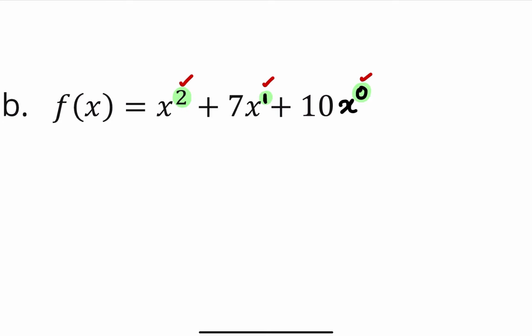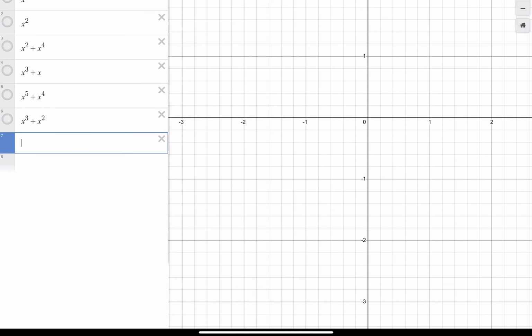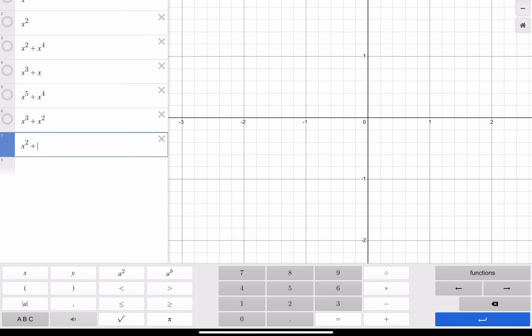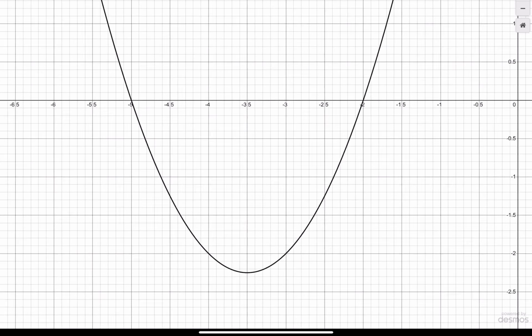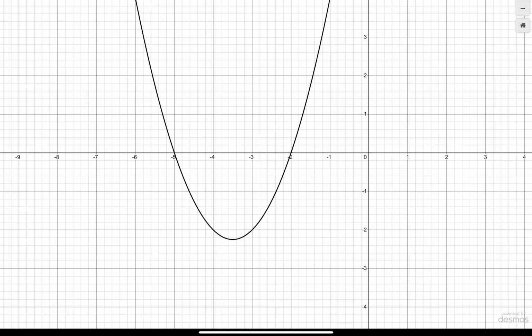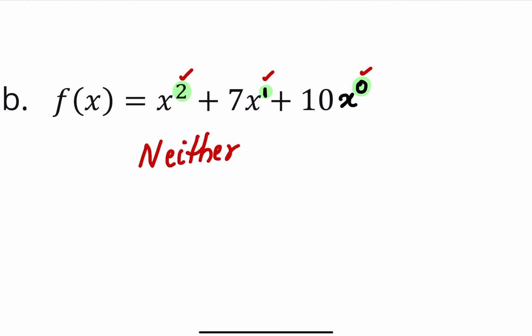So when I have a combination of evens and odds, the function is neither even nor odd. So it's neither. Let me graph this for you. Here I'm going to graph x squared plus 7x plus 10. And if you see, the function is not symmetric along the x-axis, the y-axis, or the origin. So it does not satisfy any of them. So this function is neither even nor odd.